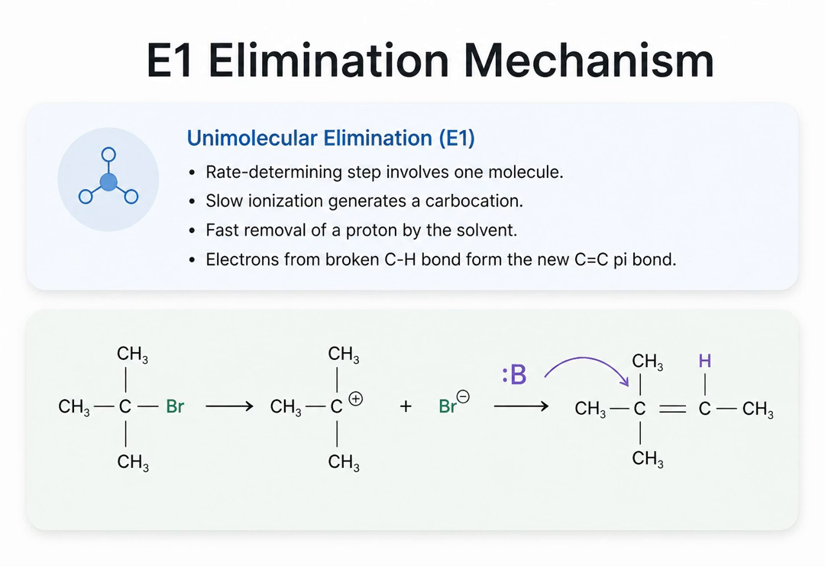Just like the SN1 reaction, the rate-determining step involves only one molecule, the alkyl halide. The reaction begins with a slow ionization to generate a carbocation intermediate. Once the carbocation is formed, the second step is a fast removal of a neighboring proton by a weak base, often the solvent. The electrons that were used for the carbon-hydrogen bond are left behind and go on to form the new carbon-carbon pi bond.